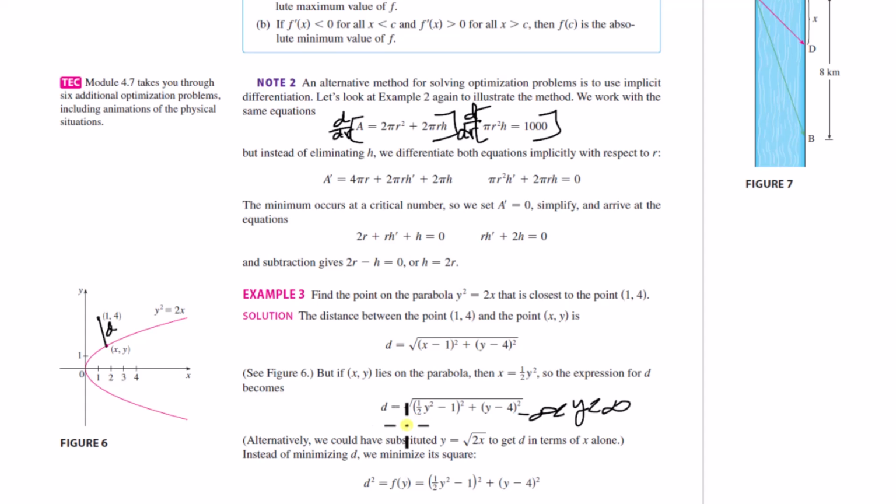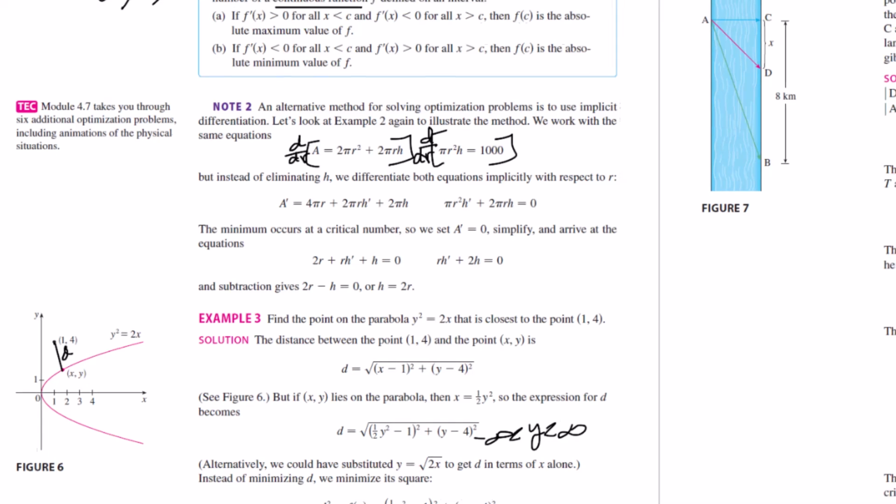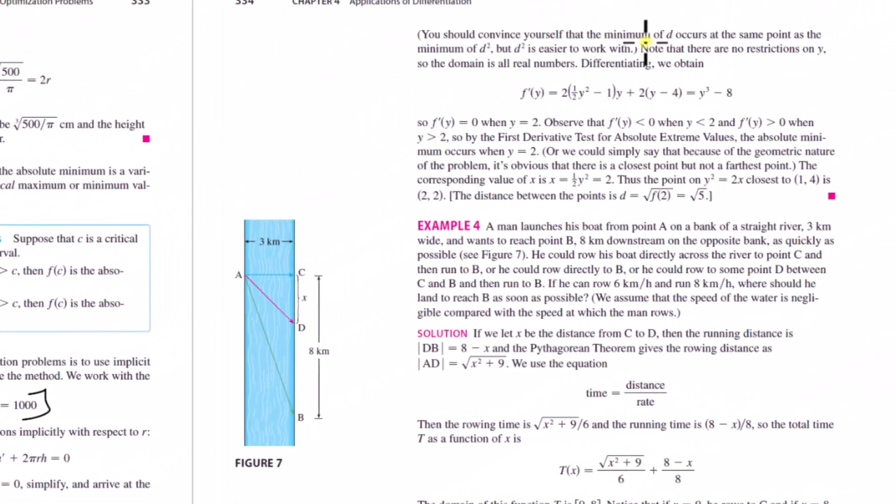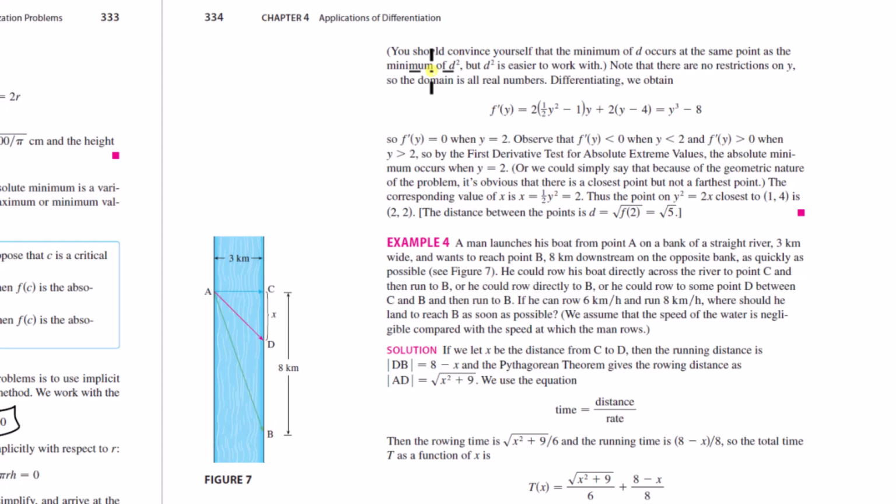Okay, but a trick they use to make it easier: you could find the absolute minimum value of D over all real numbers, but instead we find the minimum value of D squared. If we find the minimum value of D squared, then that value of y is going to be the same as the minimum value of D. And so it says you should convince yourself that the minimum of D occurs at the same point as the minimum of D squared, but D squared is easier to work with. There are no restrictions on y, so the domain is all real numbers.